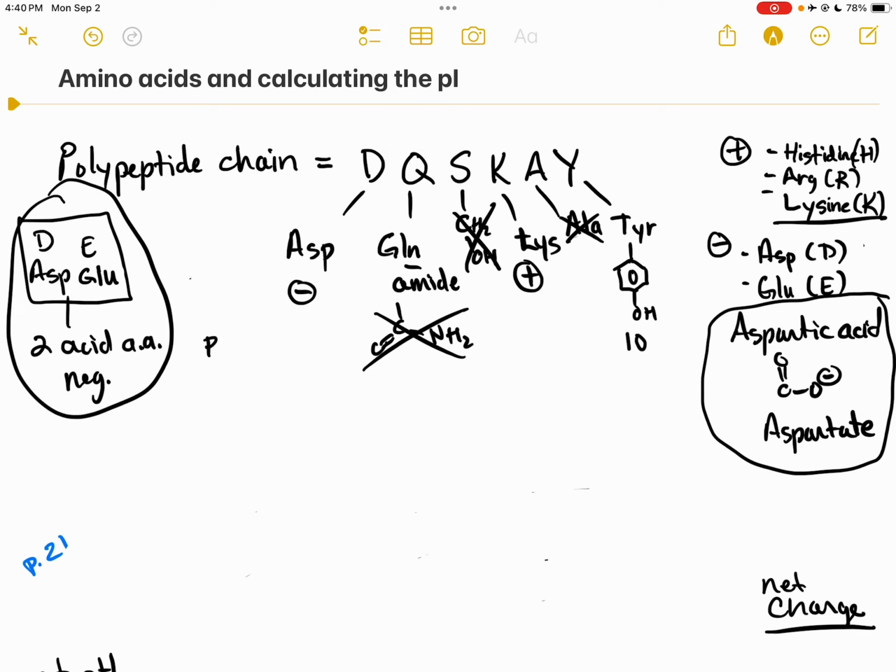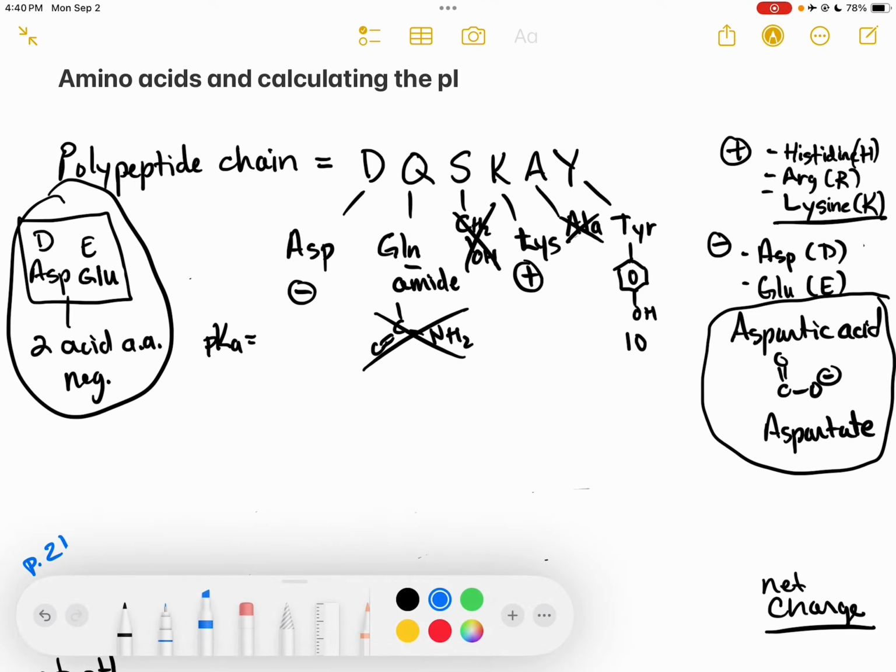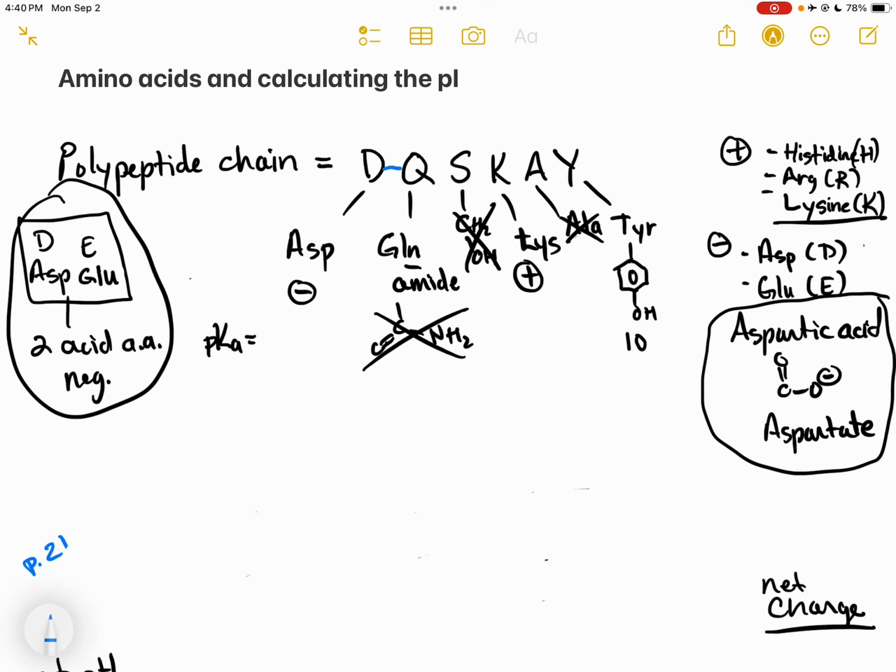Oh, so what are the pKa's? Let's write that down. The pKa's for the R group. We're only looking at the R groups now, because these are connected by peptide bonds. Peptide bonds between all of these. And the peptide bonds, remember, are amides, which are neutral. So yeah, don't need to worry about the pKa for those.